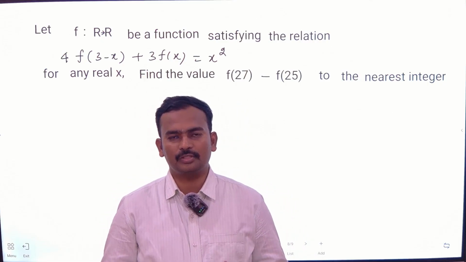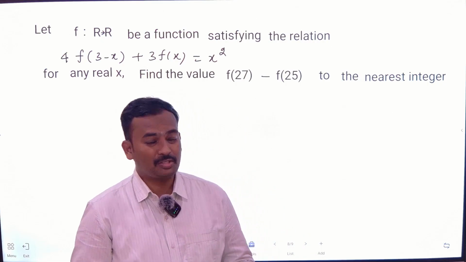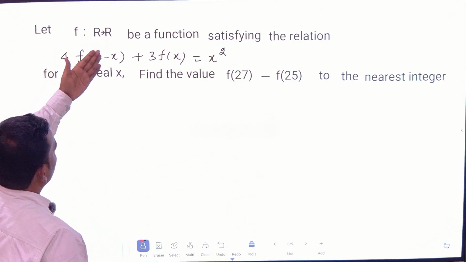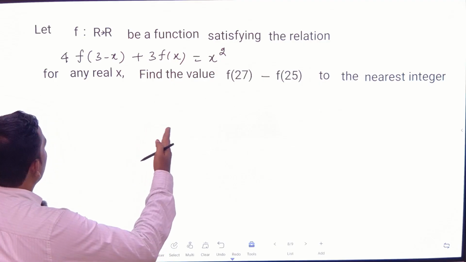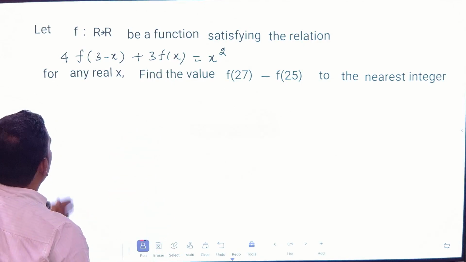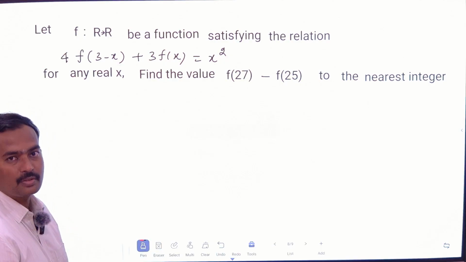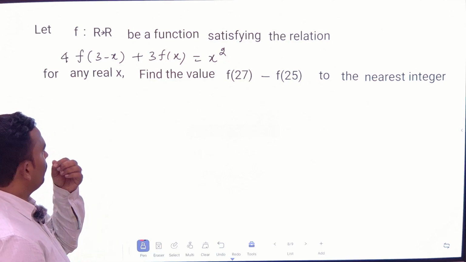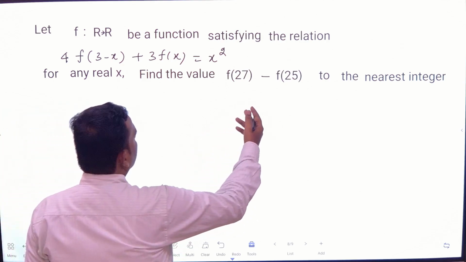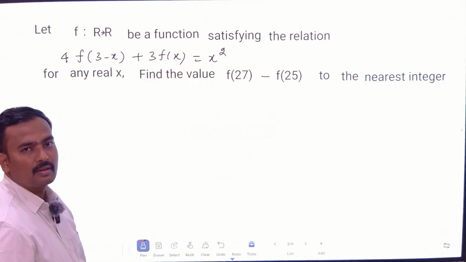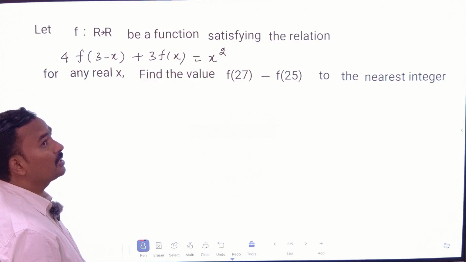Today I'm going to discuss functional equations questions. The function from real numbers to real numbers satisfies the condition 4 times f of 3 minus x plus 3 times f of x equal to x square. We need to calculate f of 27 minus f of 25 to the nearest integer. How to solve this question quickly?